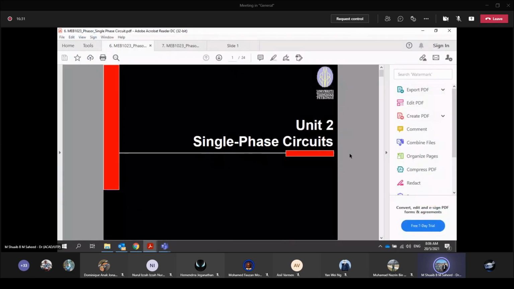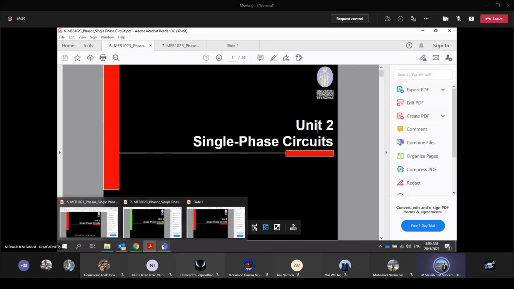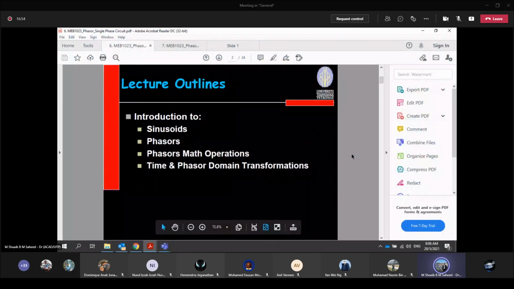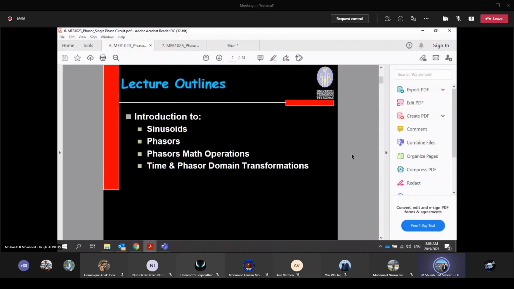Okay, now, for today's lecture, we are going to focus on the single phase circuits. This is a very important topic for you guys. Please be very attentive. We will cover the sinusoids, the phasors, the math operations for the phasors, and the transformations between the time domain and the phasor domain.